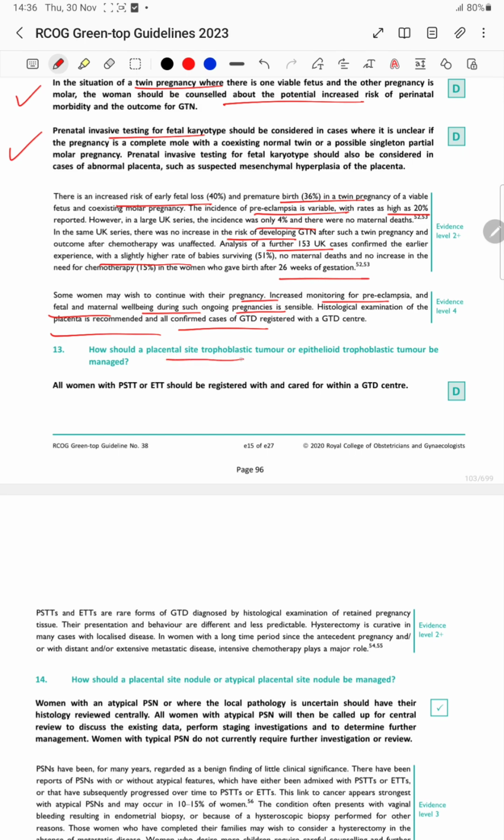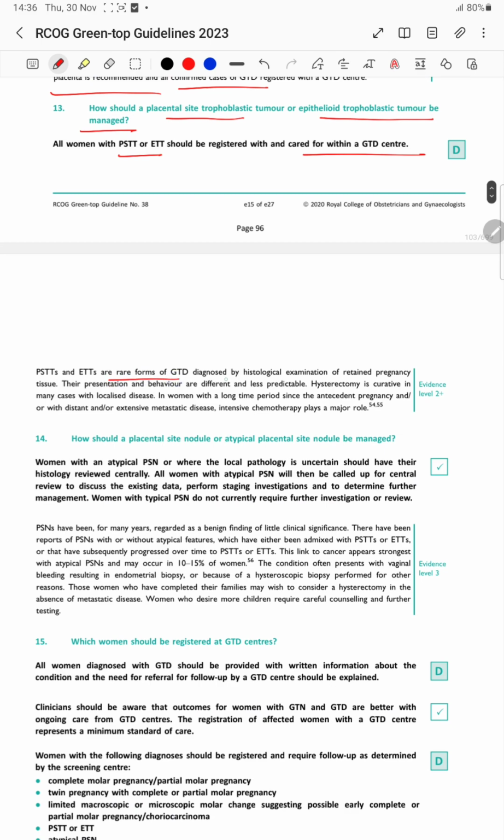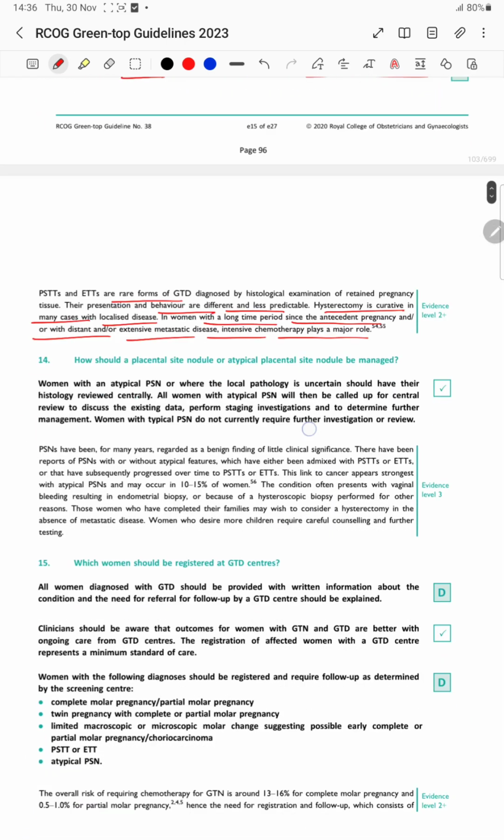How should a placental site trophoblastic tumor or an epithelioid trophoblastic tumor be managed? All women with PSTT and ETT should be registered with a GTT center. PSTT and ETT are rare forms of GTT diagnosed by histological examination of retained pregnancy tissue, and their presentation and behavior are different and less predictable. Hysterectomy is curative in many cases with localized disease. In women with a long interval since the antecedent pregnancy, or with distant or extensive metastatic disease, intensive chemotherapy plays a major role.